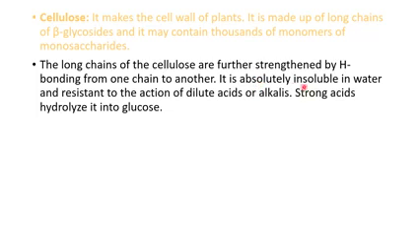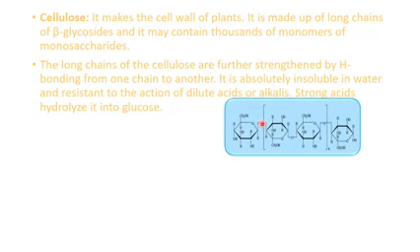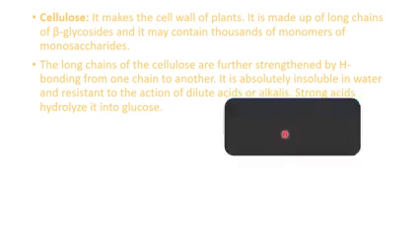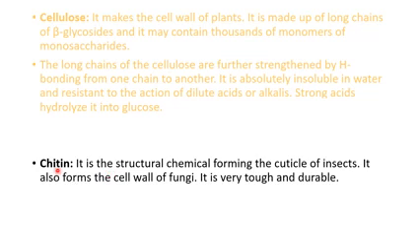It is absolutely insoluble in water and resistant to the action of dilute acids and alkalis. Strong acids hydrolyze it to glucose. So this is the basic unit of cellulose. So this is made up of beta glucose. Next one is chitin.